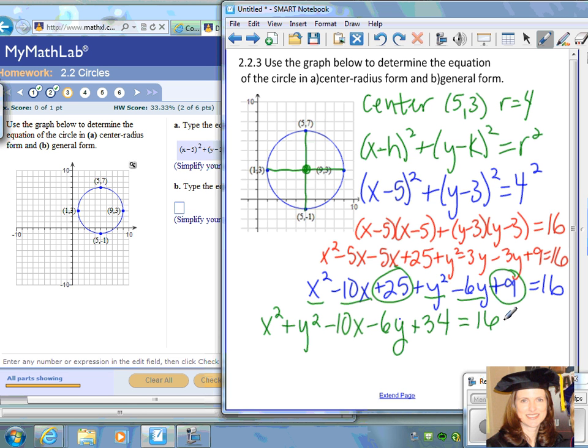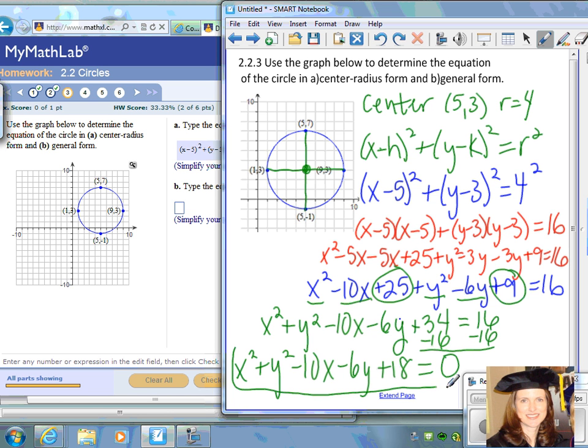Now in general form, we want a 0 on the right side of the equation. So we're going to have to subtract 16 from both sides to get x squared plus y squared minus 10x minus 6y, 34 minus 16 is 18, plus 18 equals 0. That's our answer in general form.